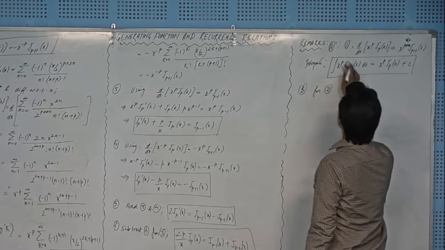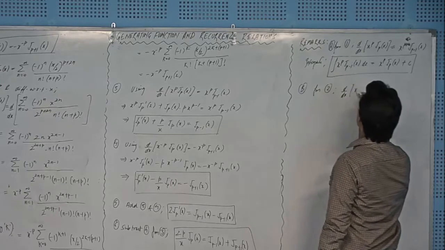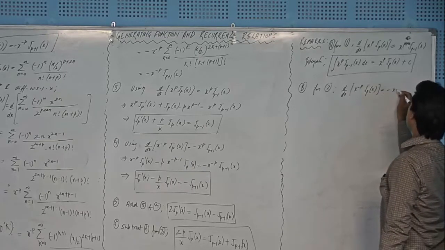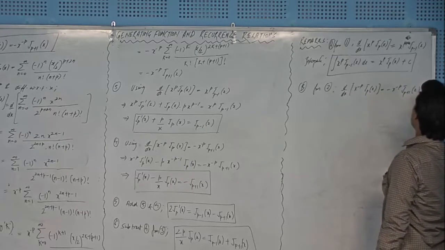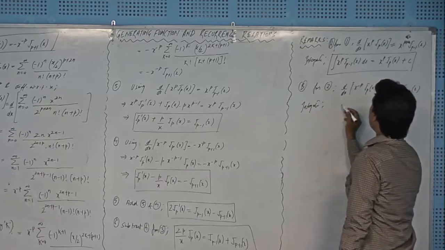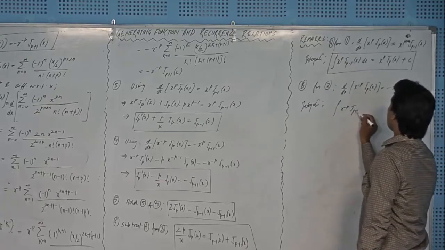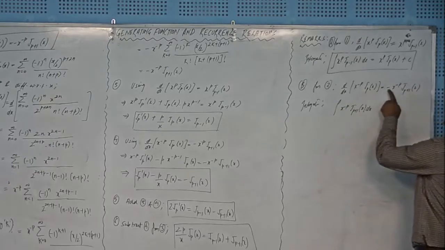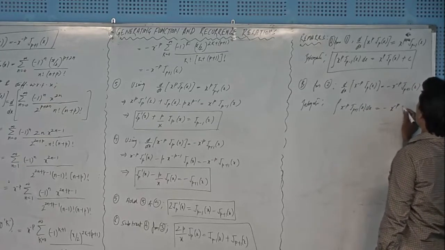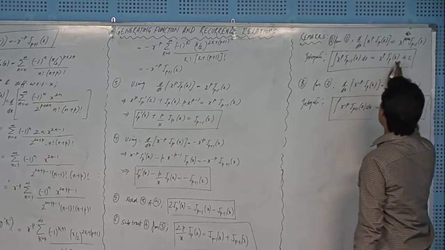From the second, d by dx of x to the power minus p J_p(x) equals minus x to the power minus p J_{p+1}(x), right? If you integrate it, you will get a similar result: the integral of x to the power minus p J_{p+1}(x) dx, and bringing the negative here, that will become x to the power minus p J_p(x) plus c, where c is the constant of integration, right? You know it very well.